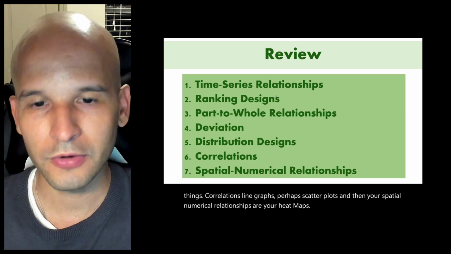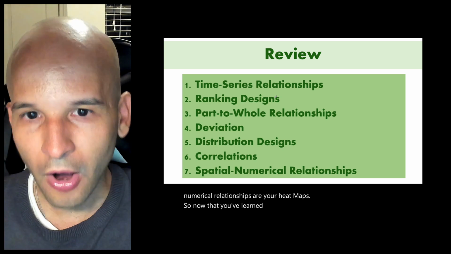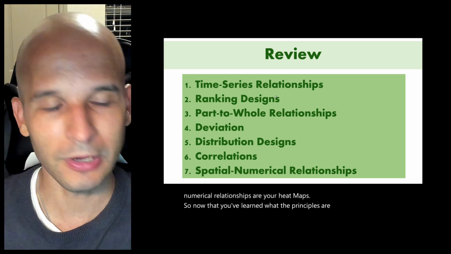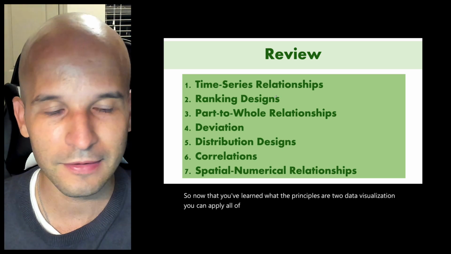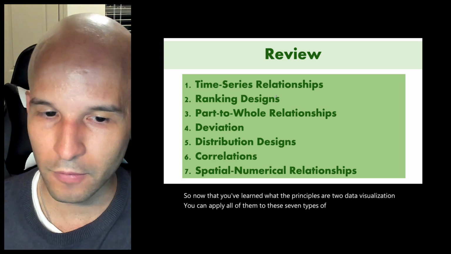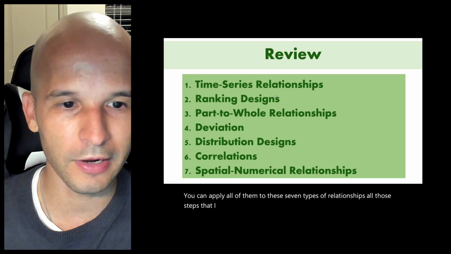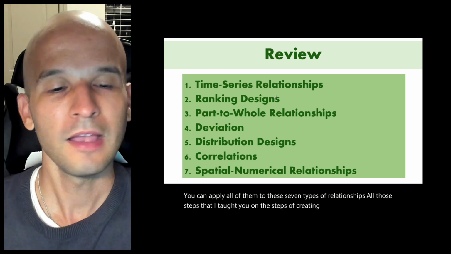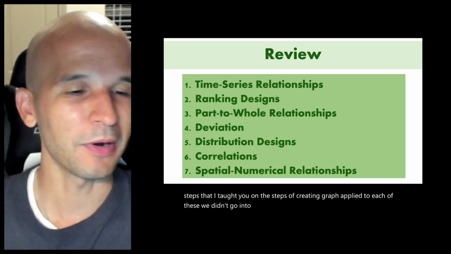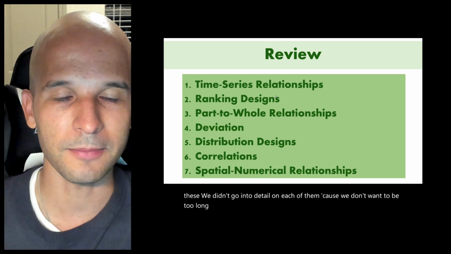So now that you've learned what the principles of data visualization are, you can apply all of them to these seven types of relationships. All of those steps that I taught you on creating a graph apply to each of these. We didn't go into detail on each of them because we don't want to make this too long, but that's what we're trying to do here.